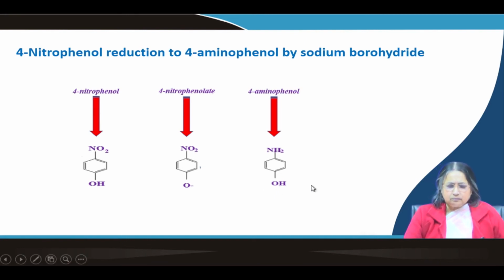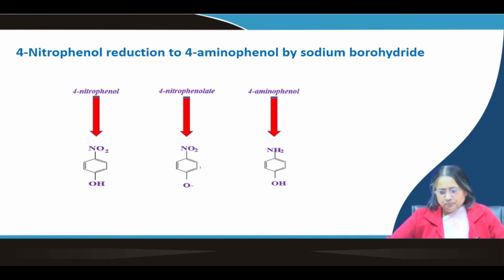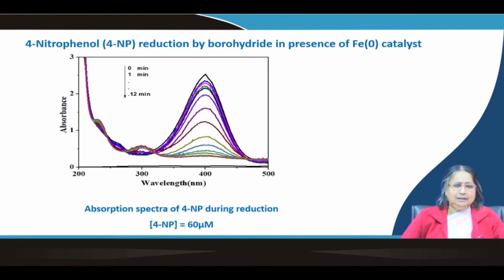It may take a long time, but if we put some catalyst, then it becomes faster, okay. That is a separate chapter, catalyst I will discuss in the next module. Anyway, you should know it, otherwise you will not understand. So, this is basically nitrophenol reduction to aminophenol by using the iron 0 nanocatalyst, okay.